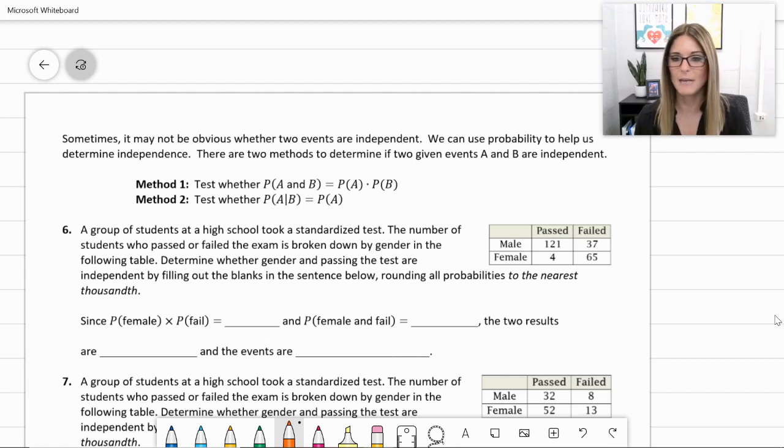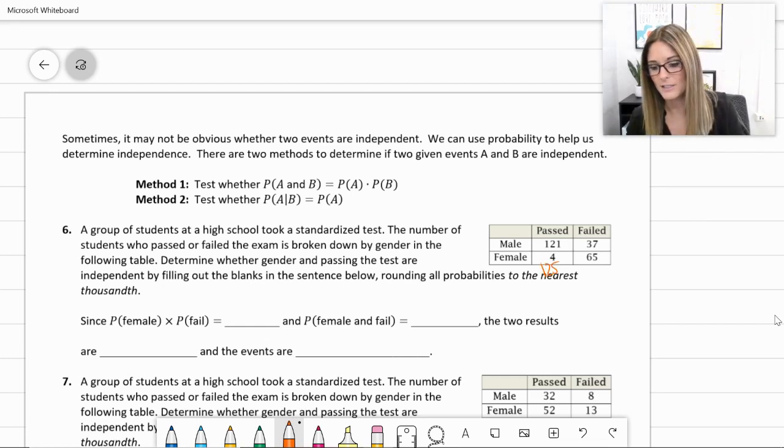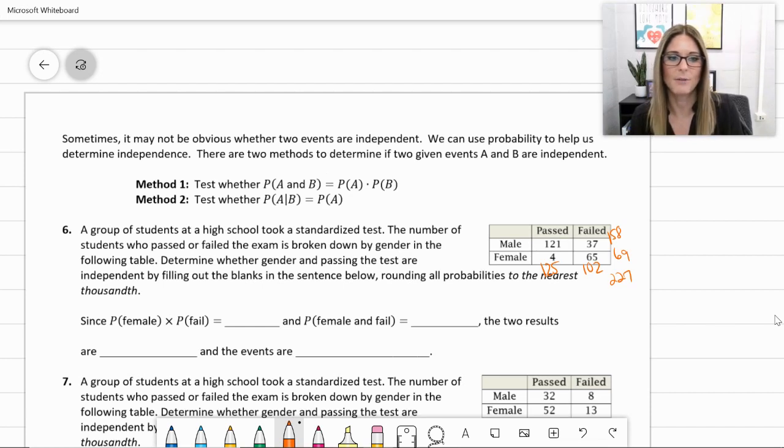So we've been given a table, again, helpful to have our totals. So let's go over here and total up all of our columns and rows. We've got 125 passed total, 102 failed total, 158 males, 69 females, and our grand total is 227. Those are just always really nice to have off to the side as we fill this out. Now, number 6 and number 7 on our notes here are directly from Delta Math, and they are different. Look at how they are setting up the problem.